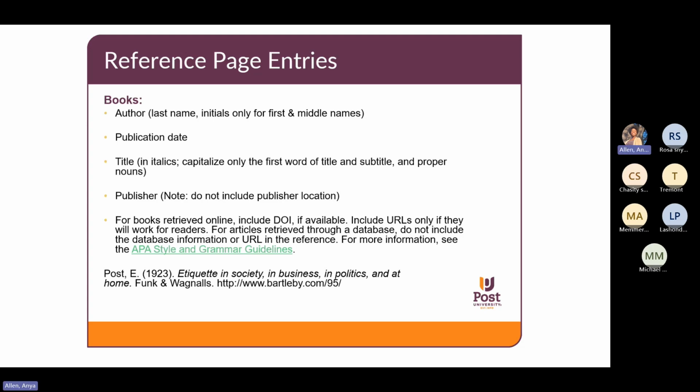When you're citing a book, you want to make sure that you include the author's last name and their first name initial only. Their last name is going to be spelled out, and then there's only going to be an initial for their first name, and an initial for their middle name as well. You never want to spell out their first and middle name, only use the initial. The publication date has to be included as well.